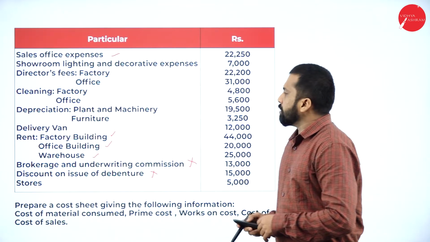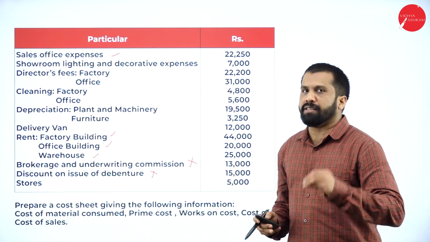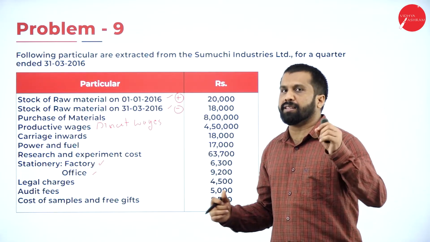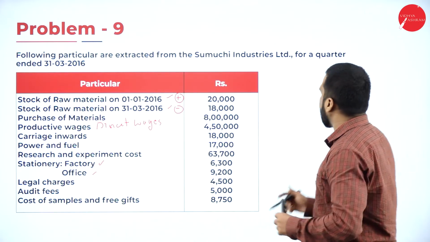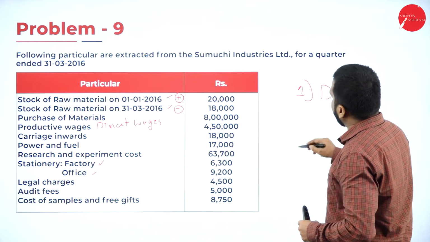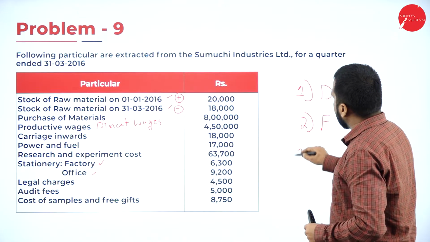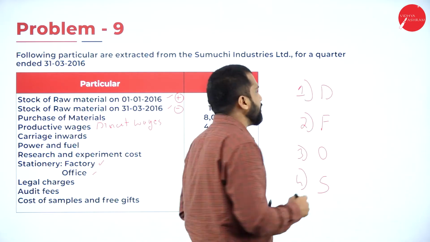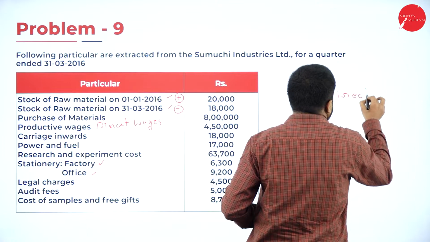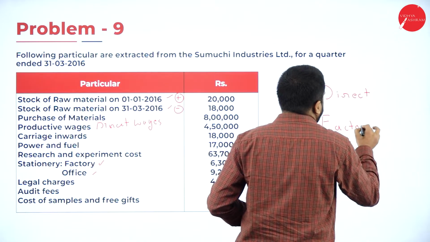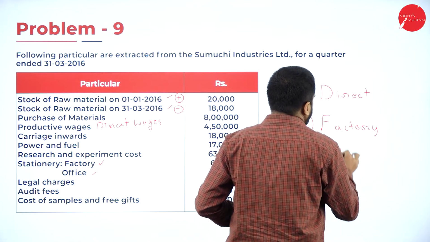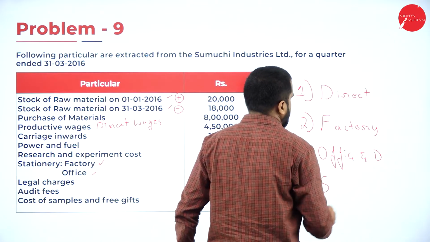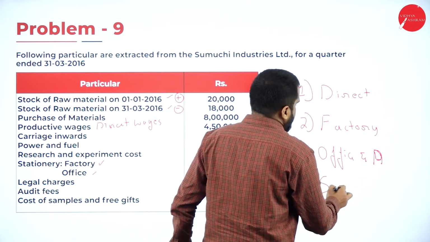Now, hope that you only marked everything, and just for if anybody seeing first time, for them I'll write out the numbers. Number 1, 2, 3, 4. What is 1? 1 is called as direct, 2 is called as factory, 3 is called as office, 4 is called as selling and distribution. What is 1? 1 is direct cost. F for factory, office and distribution, administration, selling and distribution.